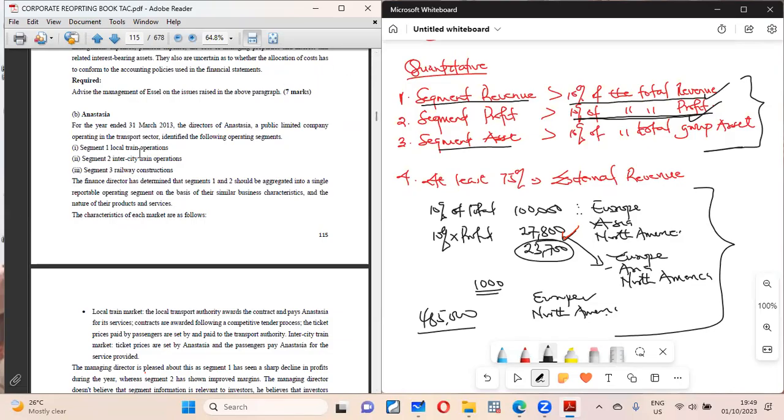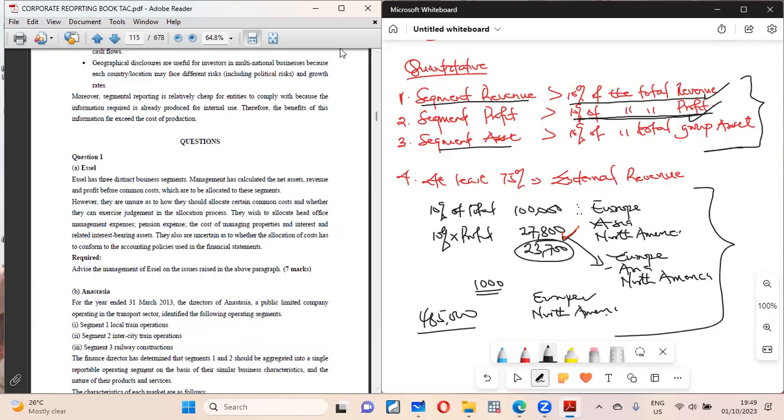If you test it in the question and it's not the same, you just say yes or no. But before you can say yes or no, you need to mark them against the four recognition criteria. That is what you need to do and provide your answer. So if this comes, it's a simple way to get your four marks. This one too says that SA has three distinct business segments. Management have calculated the net asset, revenue, and profit before common cost. Do you remember I said that sometimes there are common cost allocations in there? This one, the profit that you have is before common cost, which are allocated to this segment.